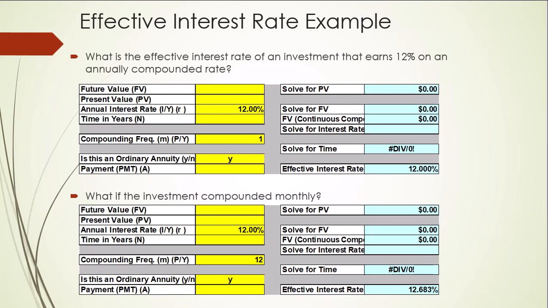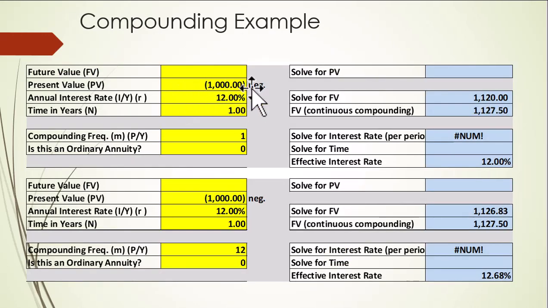So here is an example. If you invested $1,000 for 1 year and it earned 12% interest compounded annually, you would end up with $1,120. 12% of 1,000 is $120. That effective interest rate is 12%.